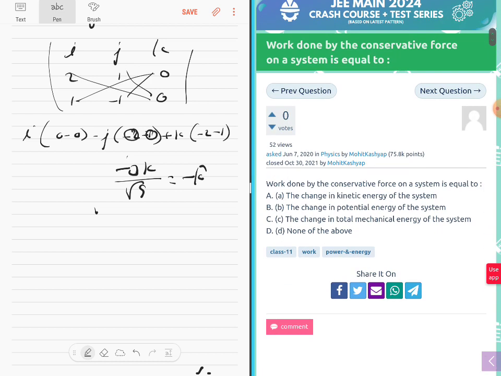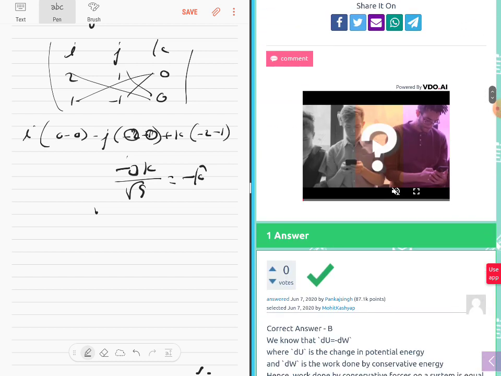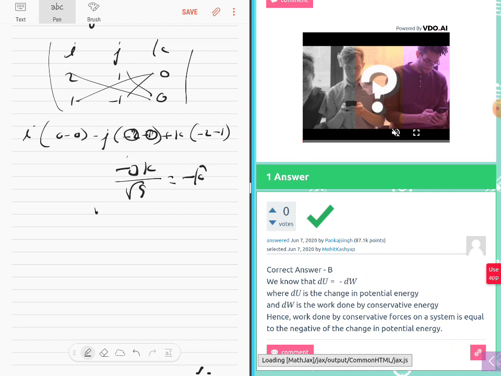Work done by the conservative force on a system is equal to, we just saw, the change in potential energy of the system. Work done by the conservative force is equal to the negative of the change in the potential energy of the system. Okay, so we just saw it. The non-conservative force will not result in change in potential energy. Conservative force will result in change in potential energy.